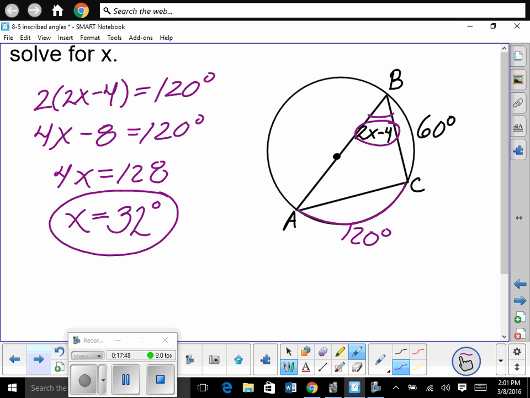Awesome. So then people said, oh, but Miss Christensen, that doesn't check out because that angle is not half that. Well, yeah, it is. That angle is not 32 degrees. X is 32 degrees, right? So we have to plug that in. What's 2 times 32? 64. 64 minus 4 is 60. Is that half of the arc? Yeah, so it checks out. Are we all good? Okay, so we don't have to solve for the equation.